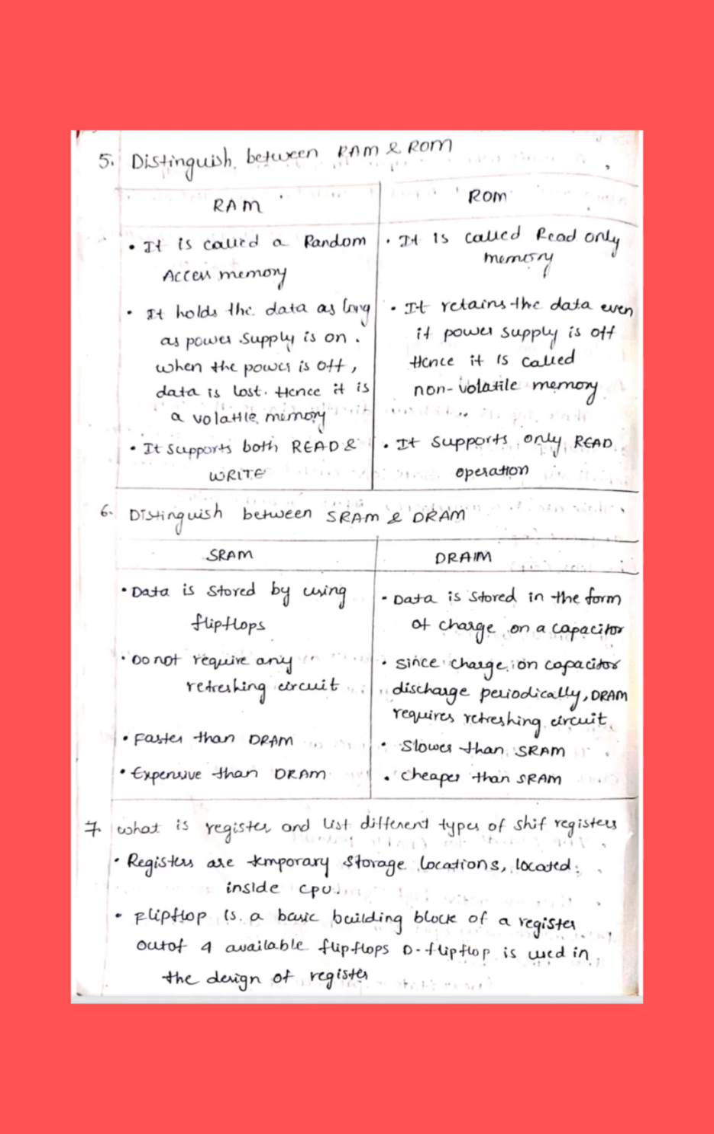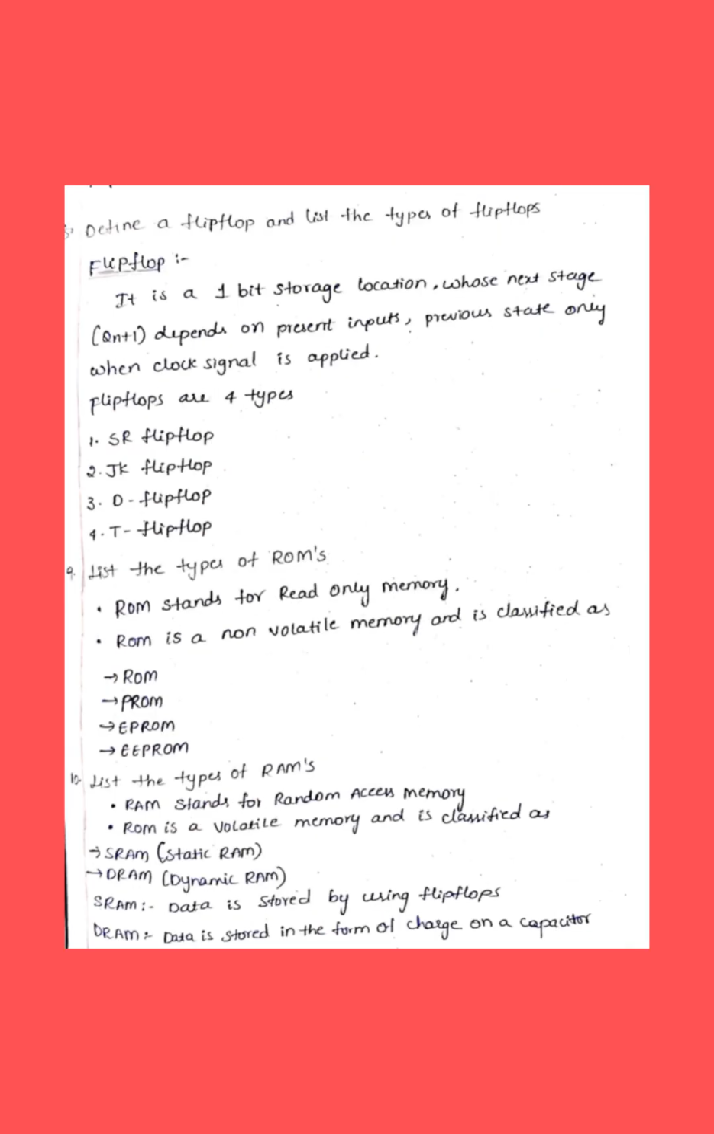Next question: what is a register, and list the different types of shift registers. Registers are temporary storage locations located inside a CPU, and the flip-flop is the basic building block of any register. Out of the 4 available flip-flops, the D flip-flop is used in the design of registers. There are 4 types of shift registers: serial in serial out, serial in parallel out, parallel in serial out, and parallel in parallel out.